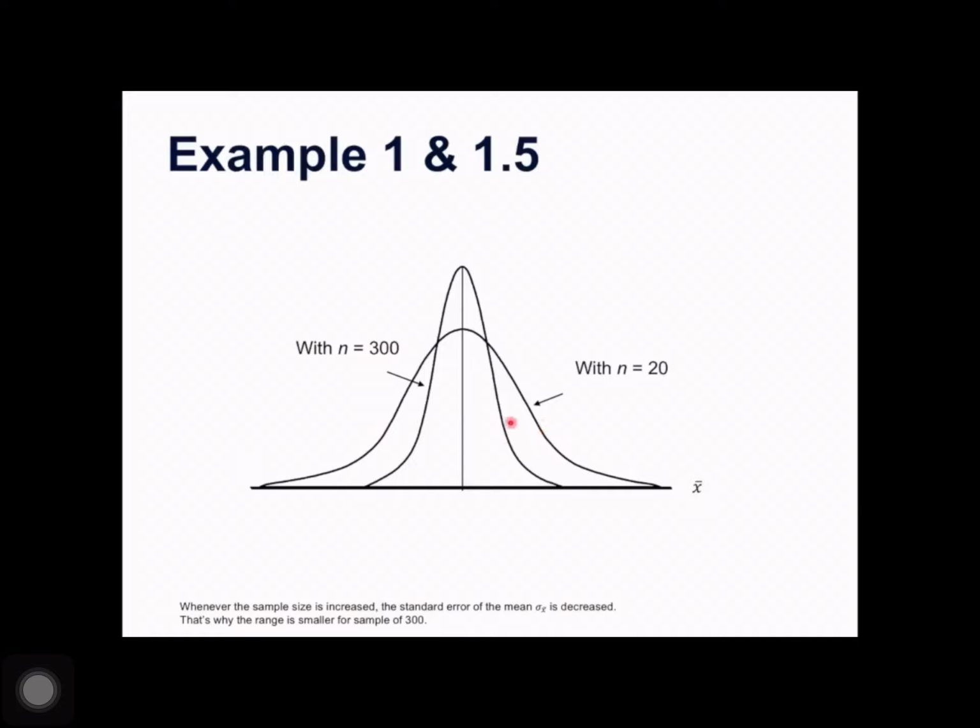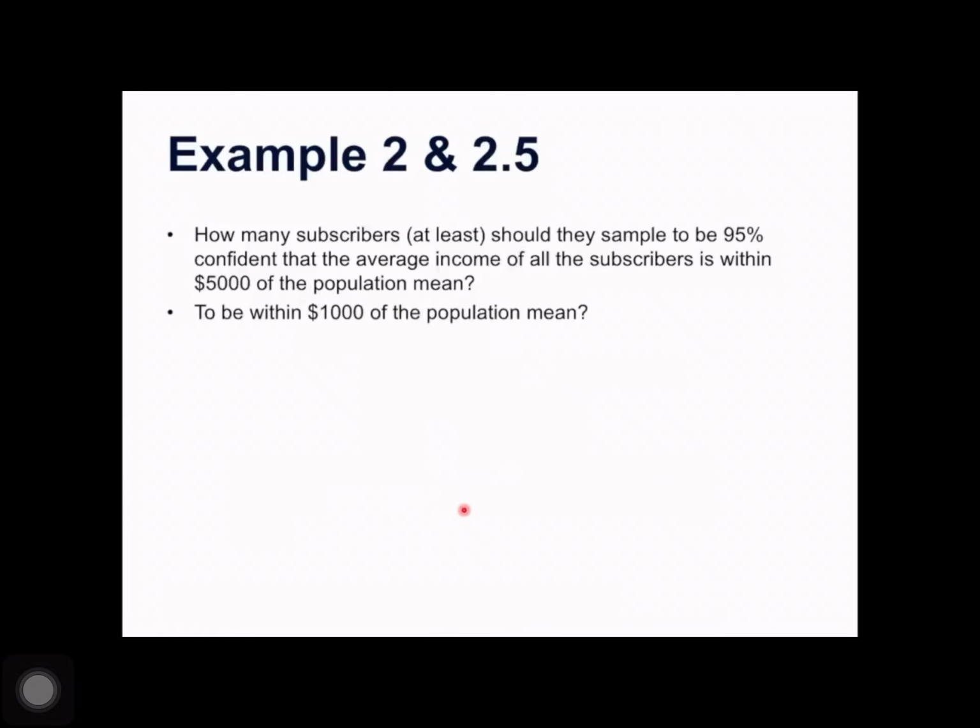20, because I have to account for more variability, and that was the variability that we were getting in that bigger range. So we had about a $4,000 range here and a $6,000 range here, both with 95% confidence that we're still capturing the mean of the actual population.